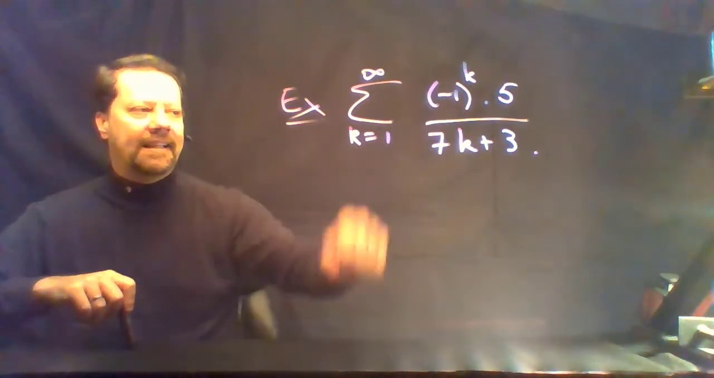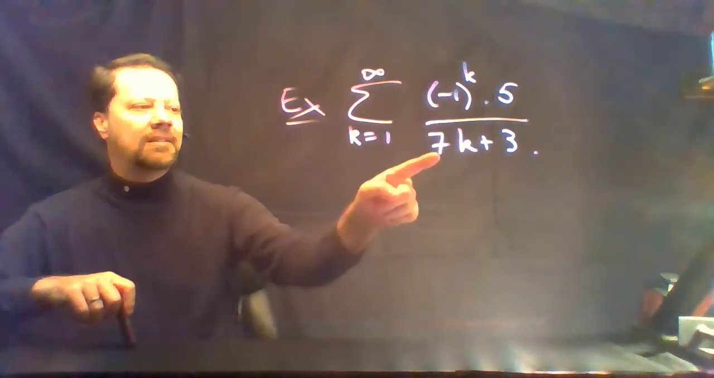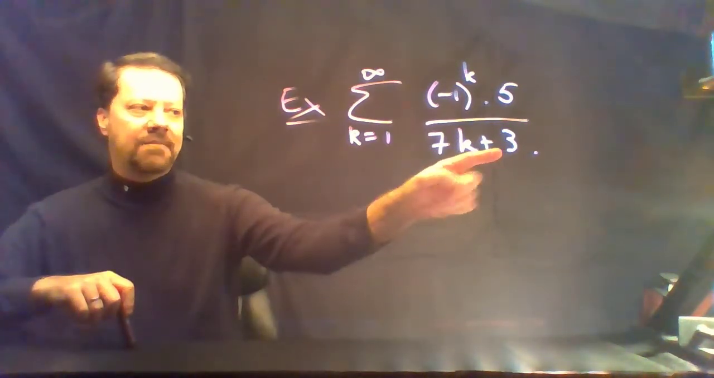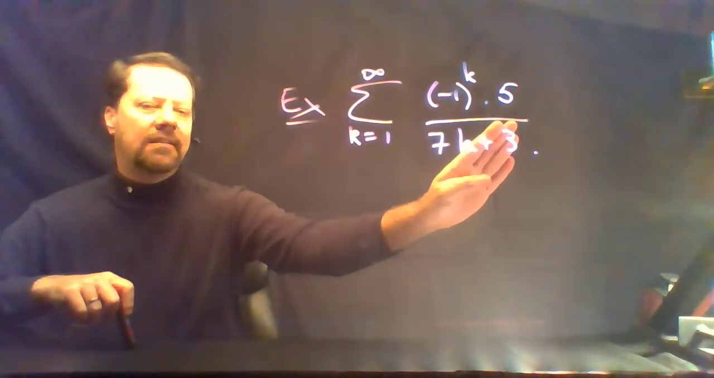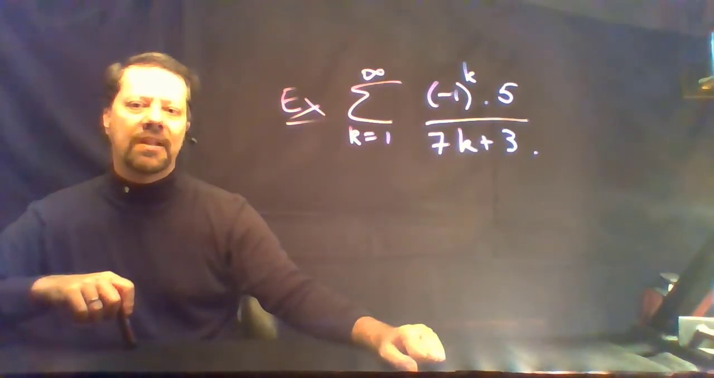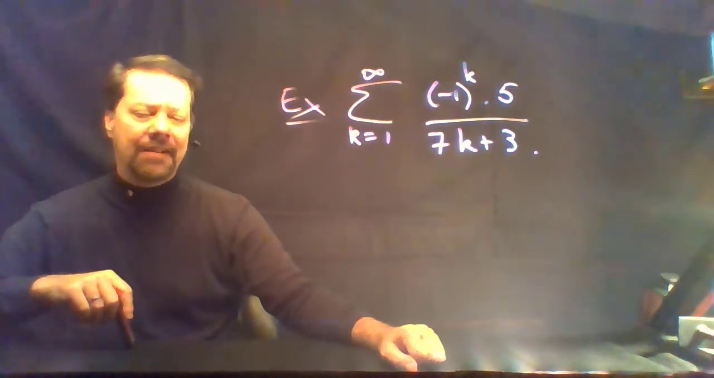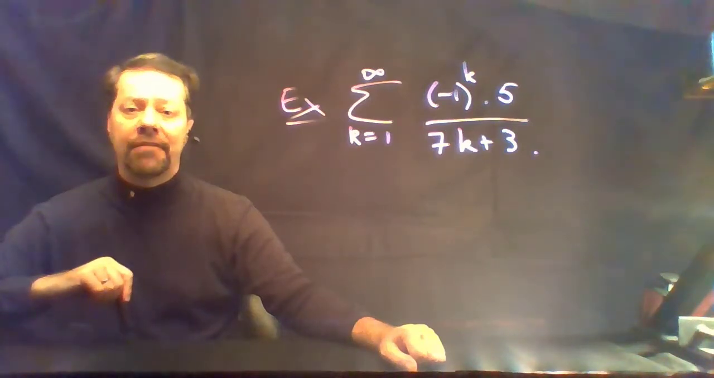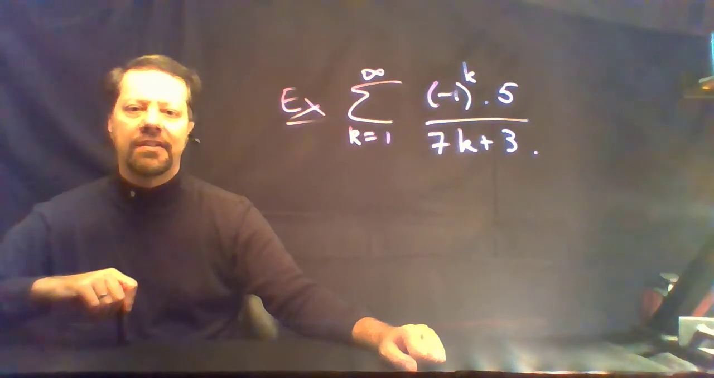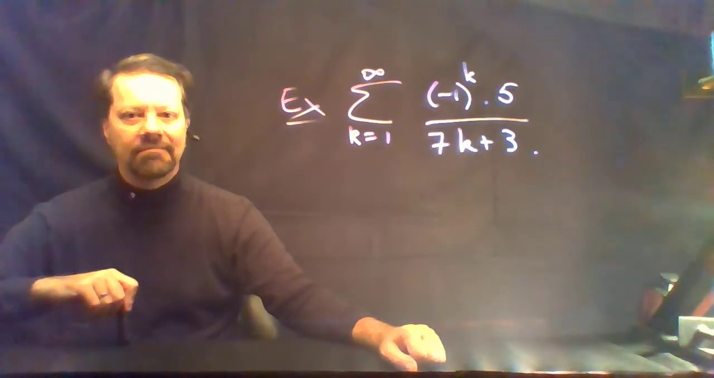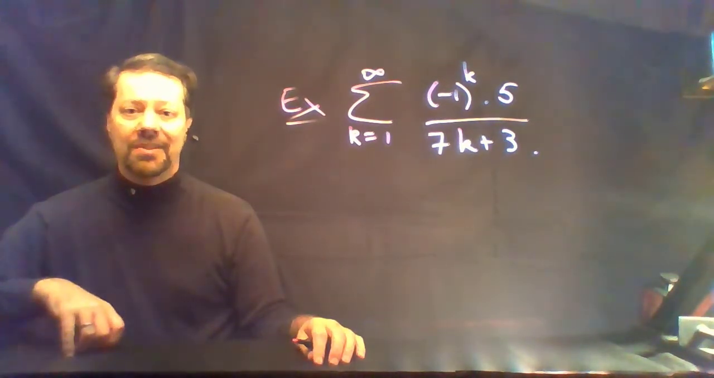If we ignore the -1 to the k, this 5 doesn't matter because it can be factored out. The 7 doesn't really matter. The 3 doesn't matter because when k gets big, we can ignore the 3. It looks like this series grows like 1 over k, like the harmonic series, which means in absolute value, we expect the series to diverge. We expect this to converge, but to converge conditionally and not absolutely. Now, all we have to do is prove what we just said.